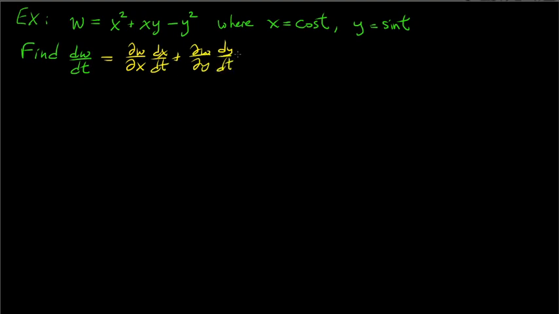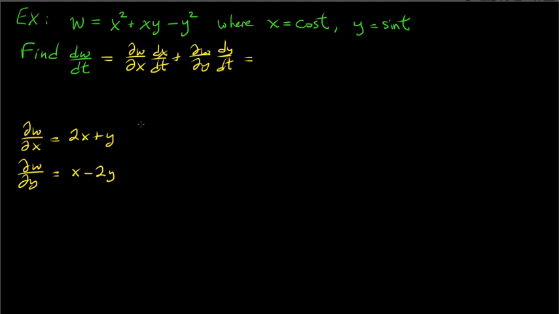So we have four things we have to find. We have to find both partial derivatives of w. So let's do that down here. With respect to x, you get 2x plus y. And then with respect to y, we get x minus 2y. Right?